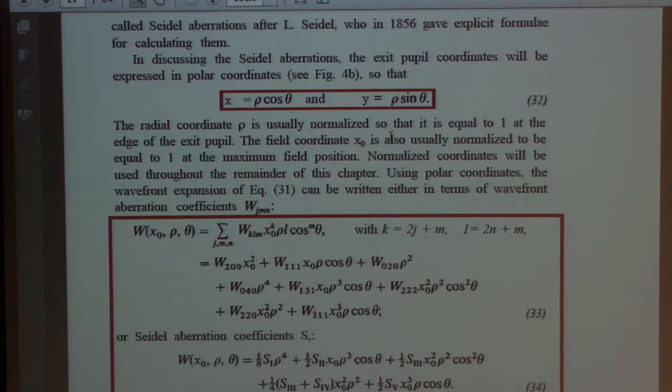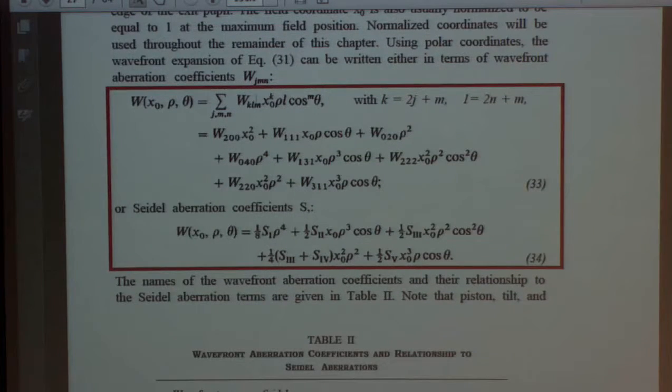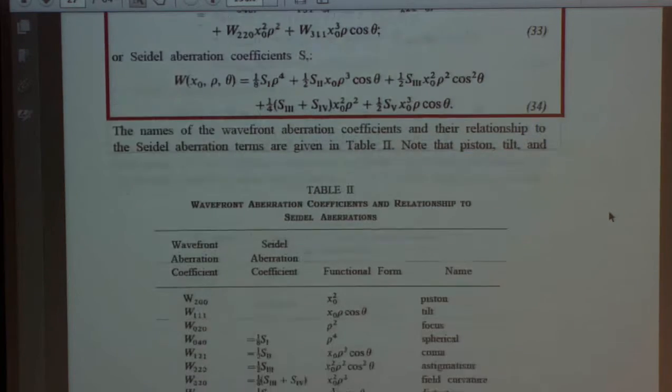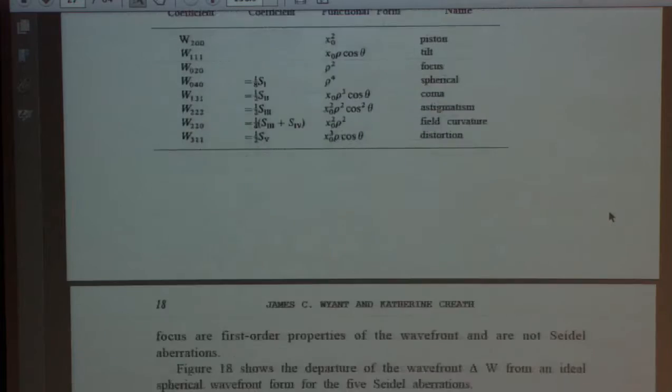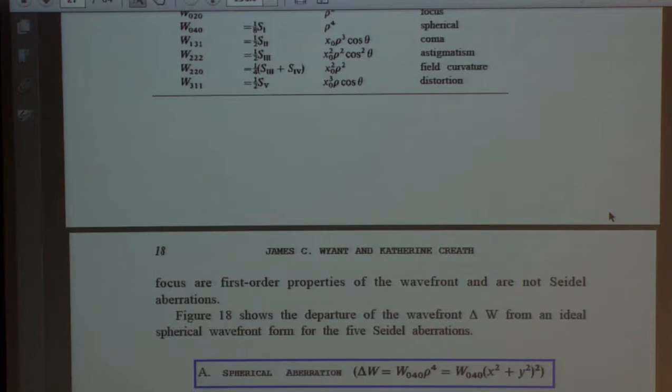And we often will use the field coordinate x naught to be normalized to 1 at the maximum field position. And so we're going to continue throughout the rest of this chapter. We'll use normalized coordinates. And so we can write these Seidel aberrations here. And what I want to do now is to go through and look at each one of these by itself.